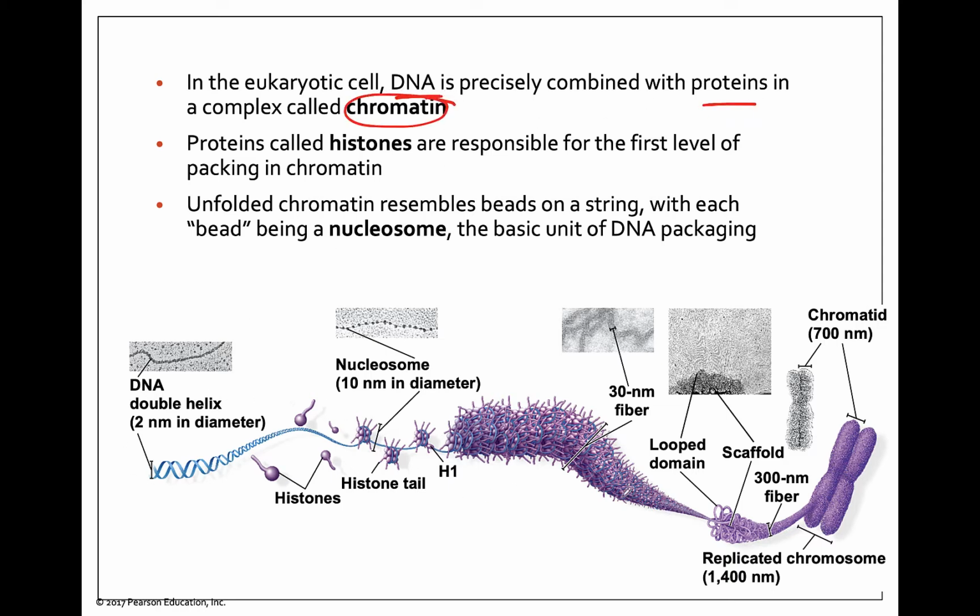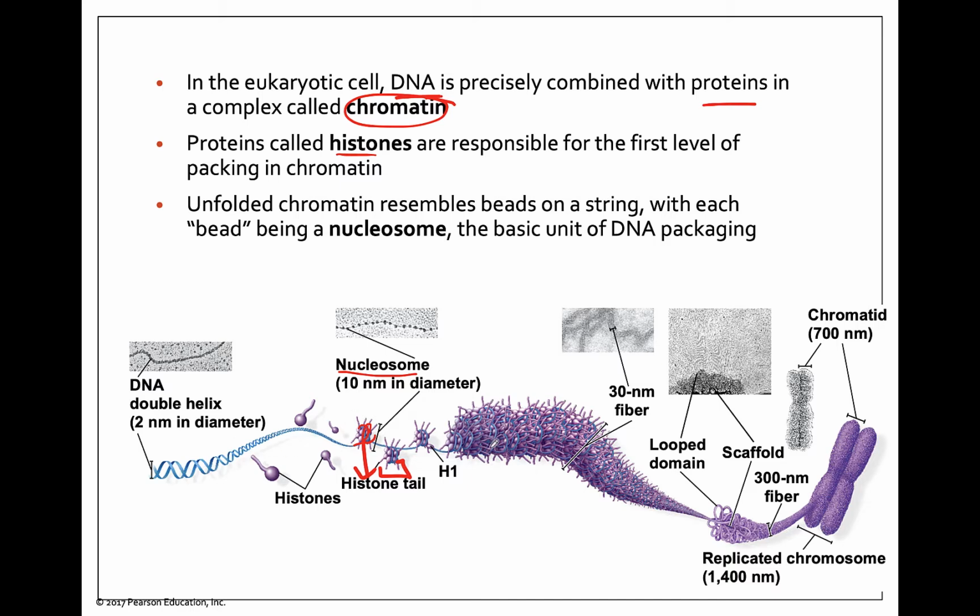In a eukaryotic cell, the combination of DNA and proteins is a complex called chromatin. So chromosomes are made up of chromatin. The proteins that we wrap the DNA around are called histones. A nucleosome is a combination of 8 histone proteins with DNA wrapped around them. This creates a nucleosome, which is like one bead on a string.